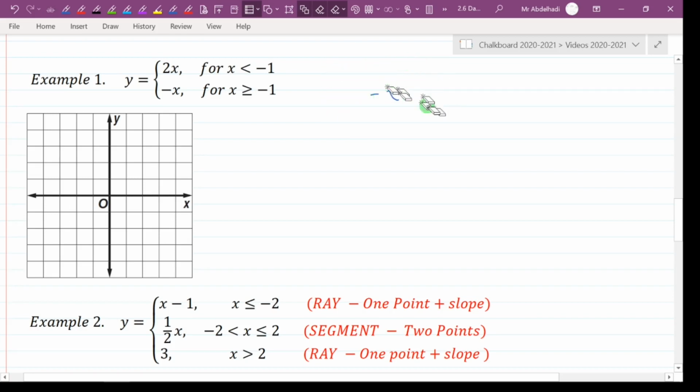We're only going to draw the function where it exists. We're going to find the endpoint or endpoints, like down here. We have two endpoints. That'll be a line segment. But if you only have one endpoint, it's going to be a ray. So these are both rays.